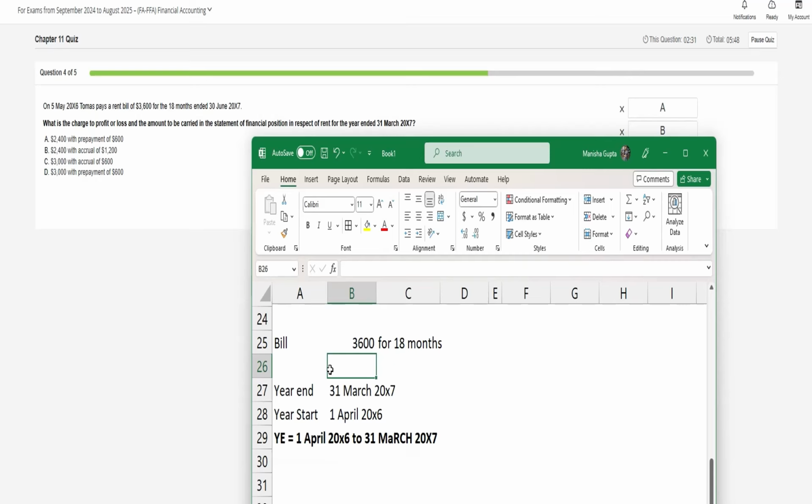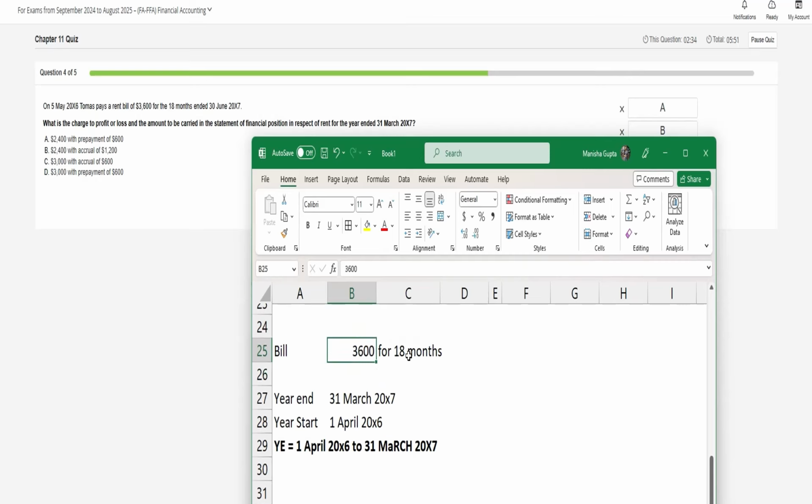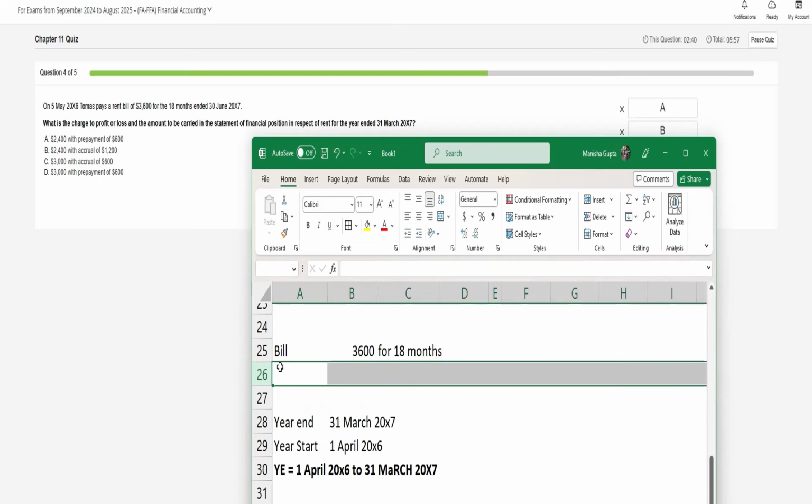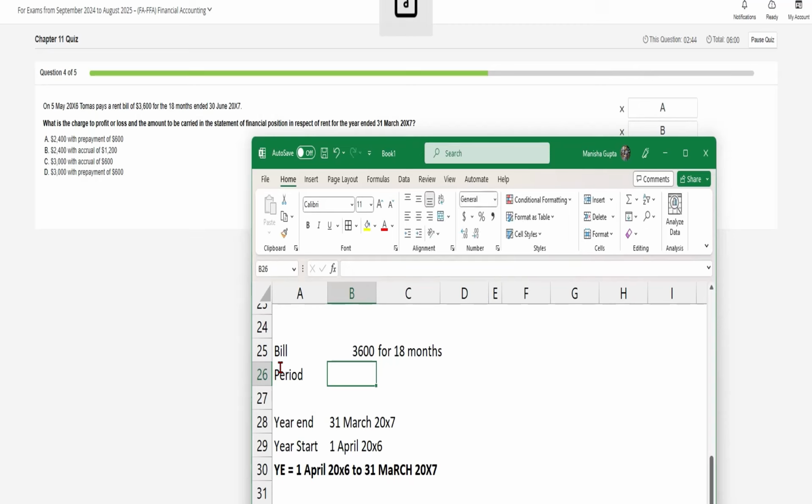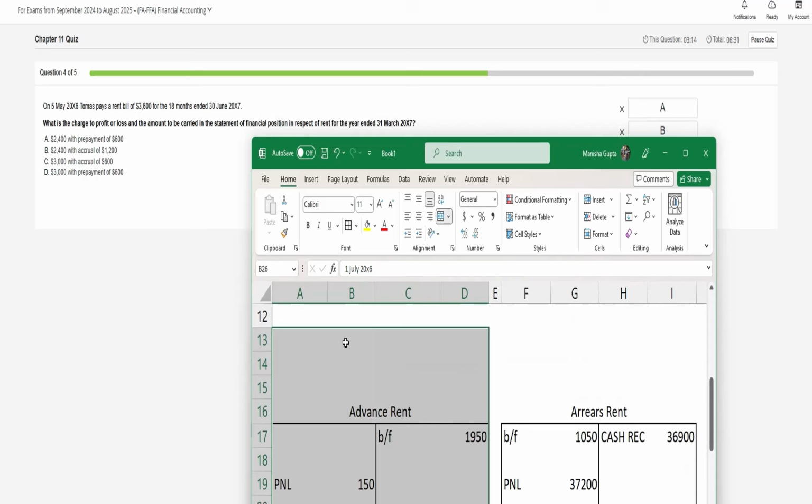Okay. So now we need to figure out the period for this bill. So the period is, first of all, the end is 30 June 20X7. So the start will be July, 1 July 20X6. So now we need to go back 6 months more, because the question said it's for 18 months. So up to here it's only 12 months. Okay.